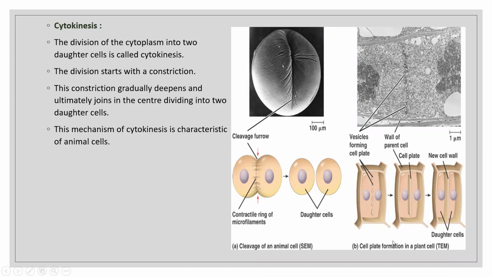Because in plant cells, a cell plate is present. We know that a plant cell has a cell wall, but in an animal cell there is no cell wall. So a cleavage furrow is formed, and by the formation of the furrow or constriction, it leads to two daughter cells. This furrow is a major character seen in animal cells only.